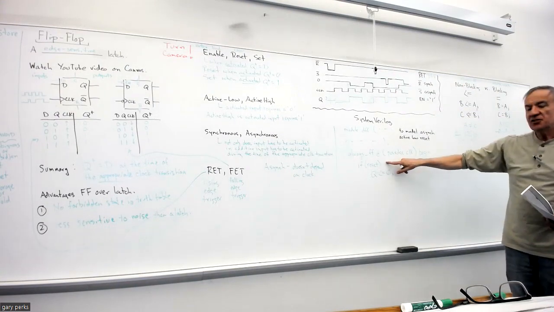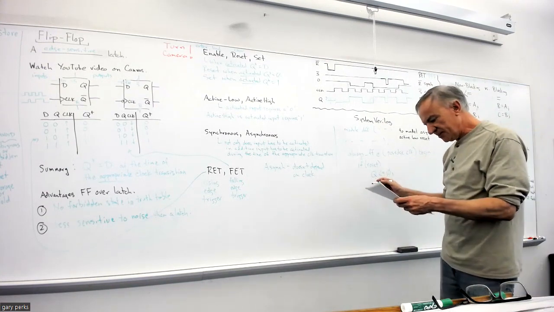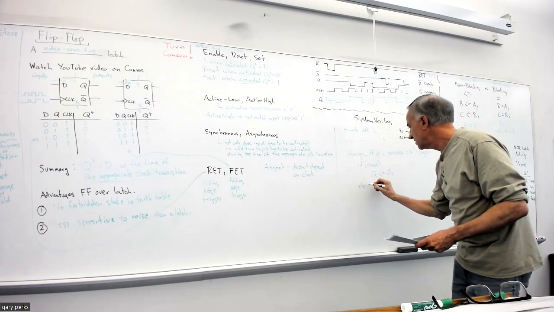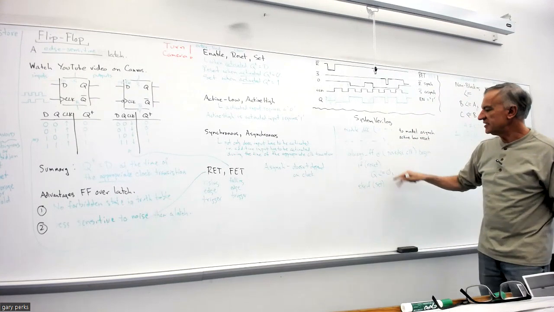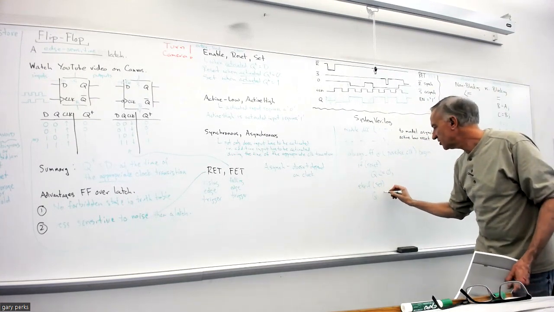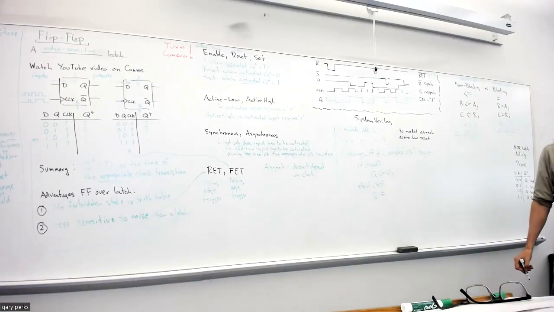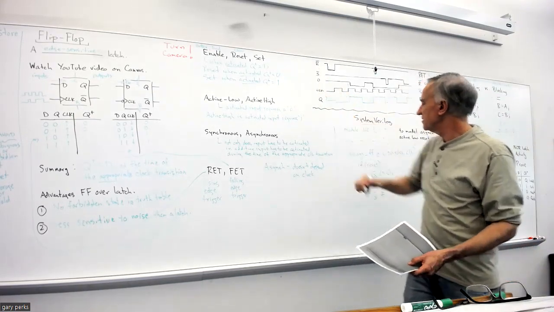Okay, the next thing you would do in your if statement is you would put an else if, and then you would put set, right? So if we're not resetting and we're setting, we want Q to be what if we're setting? 1. Okay, again, that's what set means. Remember we said earlier? 1.